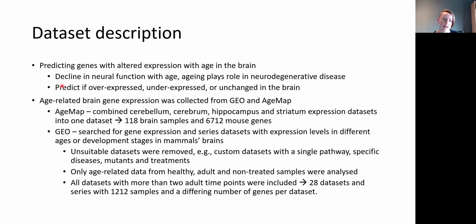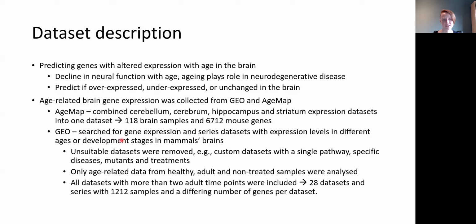So they got their gene expression data from GEO and AgeMap, which are just two big data sources, essentially. So from AgeMap, they combined cerebrum, hippocampus, and striatum expression datasets into a single dataset. So from this, they got 118 brain samples and associated 6,712 mouse genes.